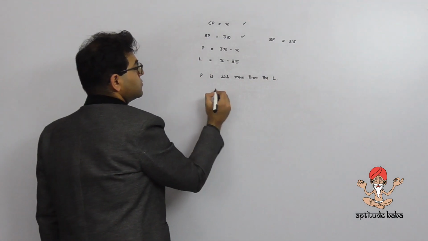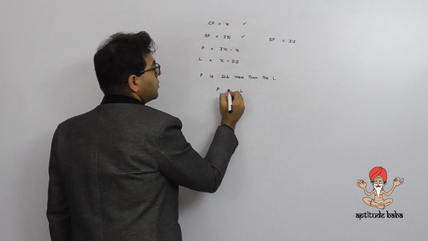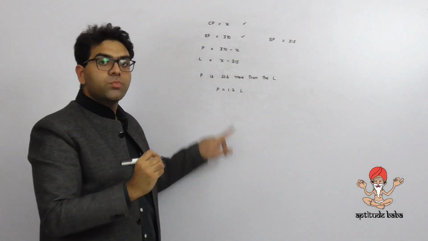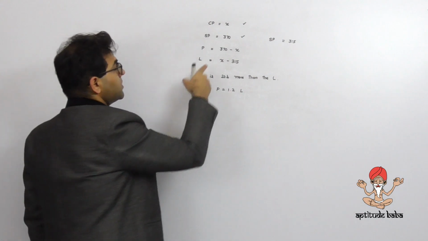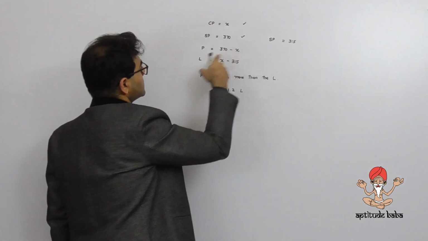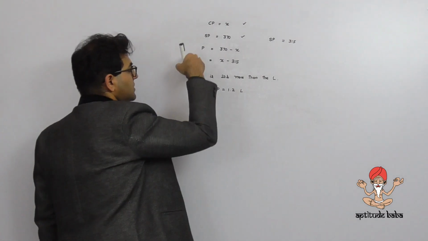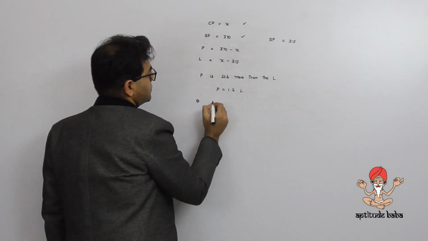It simply means that my profit is 1.2 times the loss. So profit can be defined as 1.2 times the loss. See, what was my profit? Profit was 370 minus x. What was my loss? x minus 315. So let us use these two values to evaluate this equation.